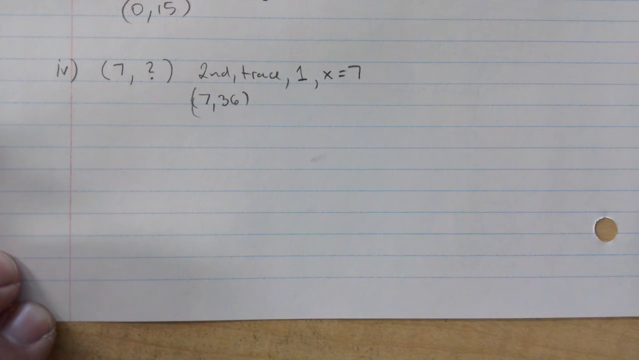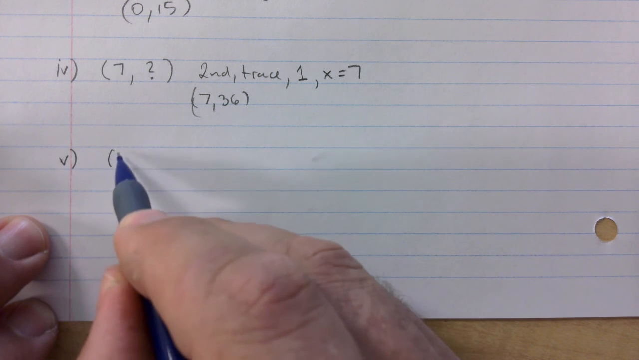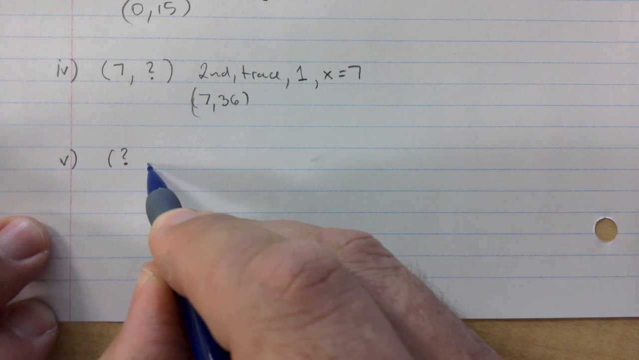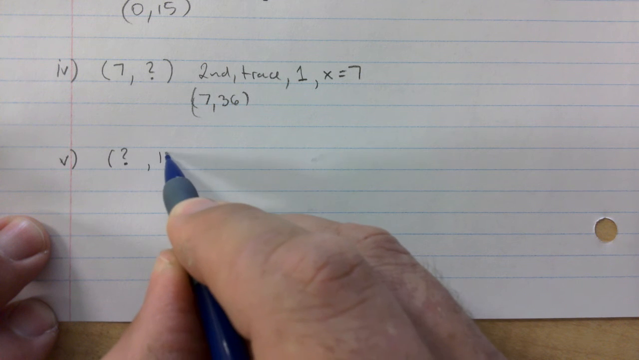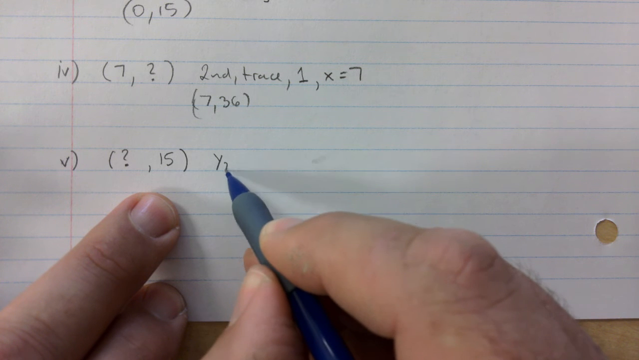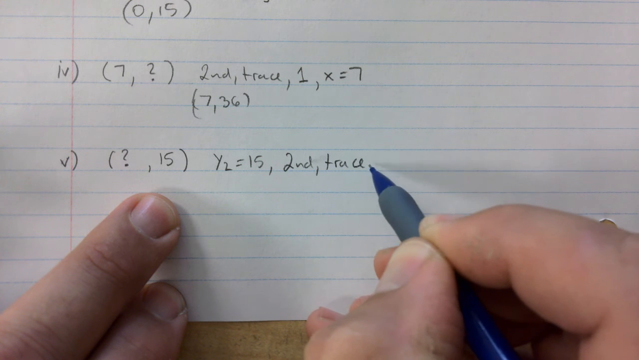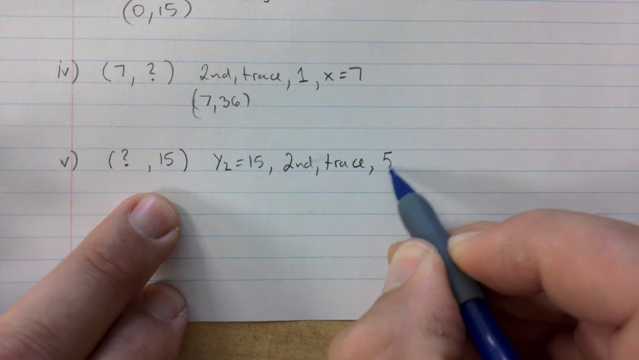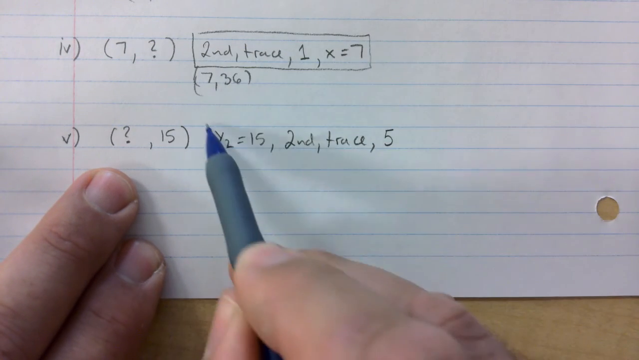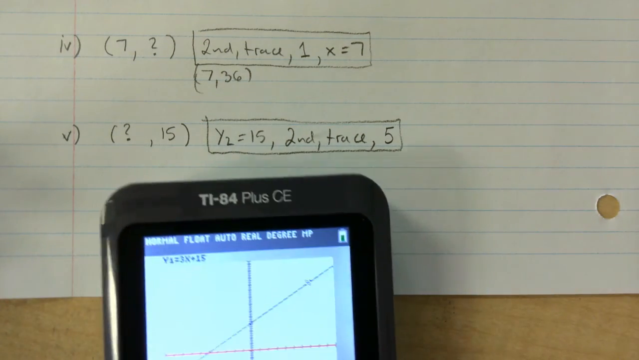Okay. And then the last one here. This is saying what's the x value when y is equal to 15. Here you have to do this. y2 is equal to 15. Second, trace 5. These are your keystrokes. I'm boxing the keystrokes for now because they're going to be the same to a certain degree, just different values.